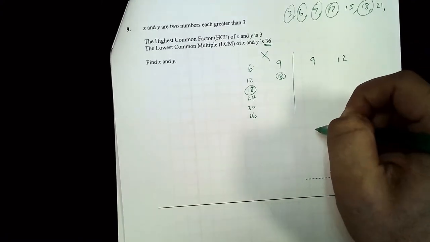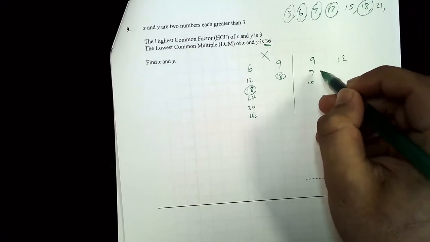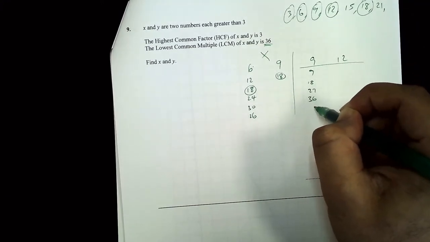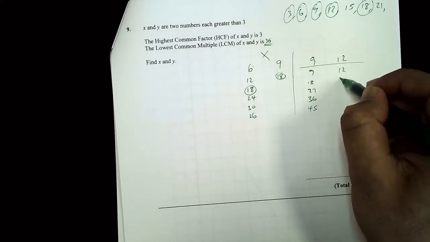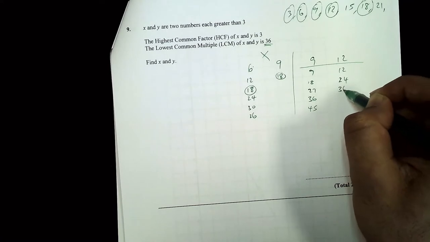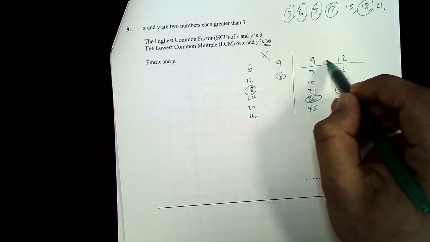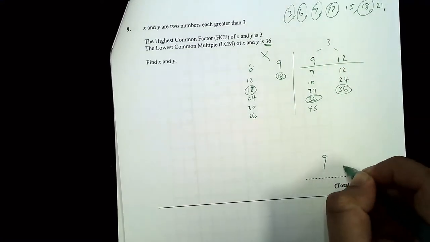Let's try 9 and 12. If I go up my 9 times table, I've got 9, 18, 27, 36, 45, etc. Got 12 times table, you got 12, you got 24, and you got 36. So LCM, yep. HCF, well, the highest number that goes into both of these numbers is 3. So hey, there you go, 9 and 12.